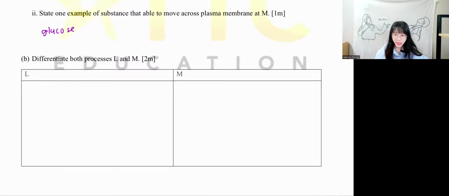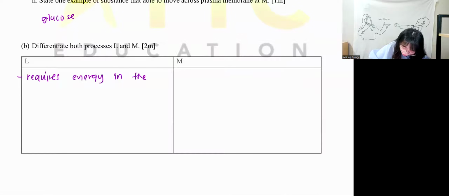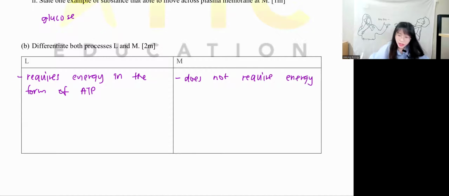Does active transport require energy? Yes or no? Yes, right. Okay, so you're going to write requires energy in the form of ATP. And passive transport does not require energy. So you don't have to write in the form of ATP.